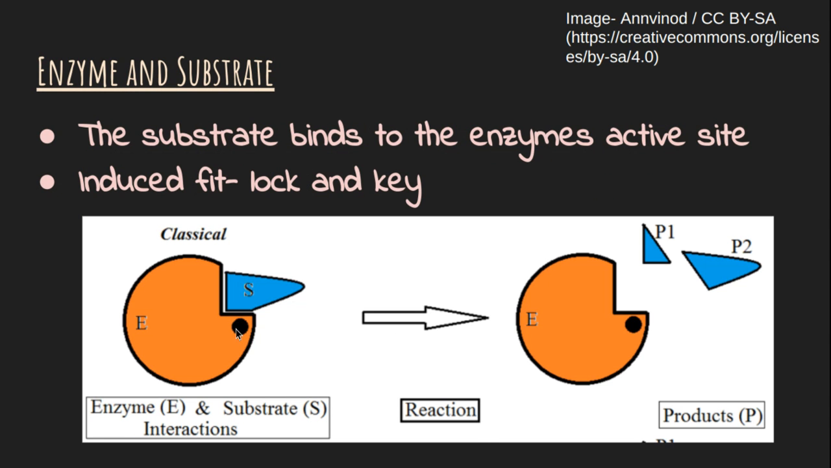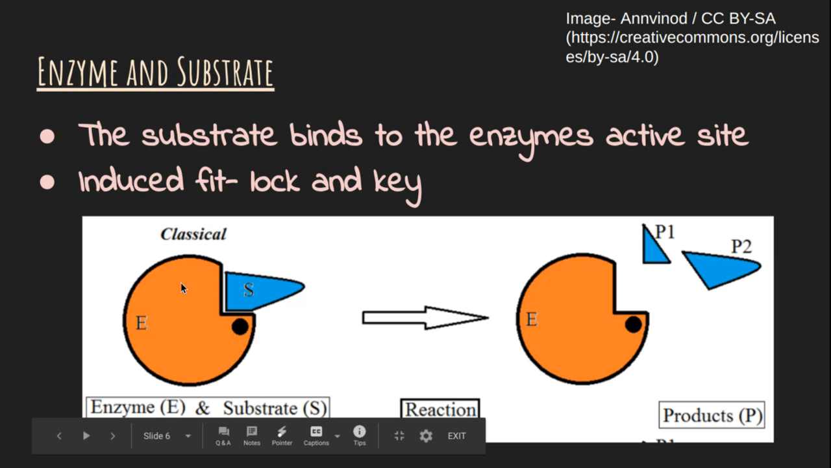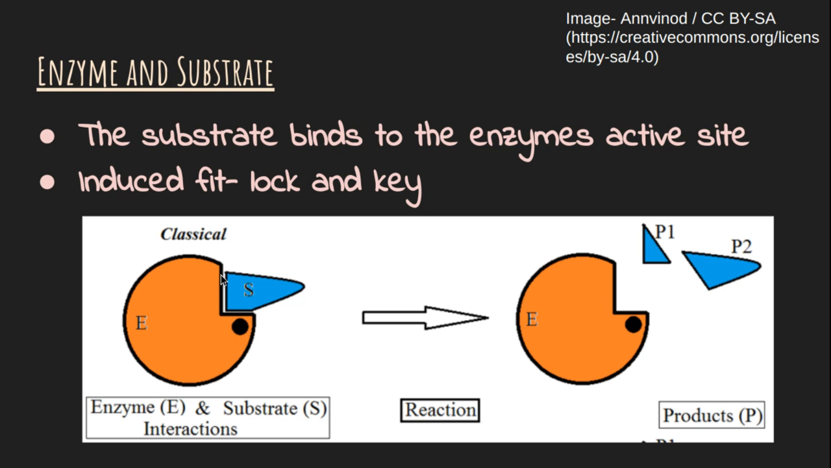This is a diagram where the E in orange is considered the enzyme, and the S in blue is considered the substrate. The part where the substrate is binding to the enzyme is what we call the active site. We call this an induced fit or lock and key structure, because it is an almost perfect fit. The enzyme and the substrate will bind together almost perfectly, and it'll be very unique to that enzyme and that substrate. After it reacts, you can see here it turns into product 1 and product 2.